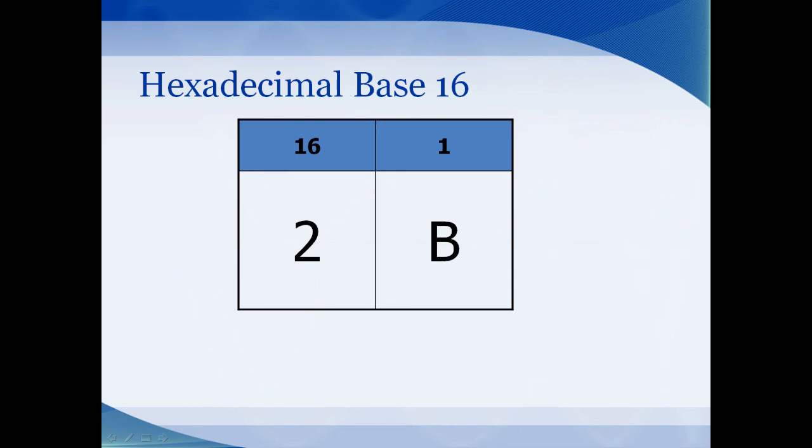Okay, your turn. Here's the hex number 2B. Try converting that to decimal. All right, did you get that? We got 2 times 16 plus B, or 2 times 16 is 32, and B is 11. So 32 plus 11 is 43. So 2B in decimal is 43.